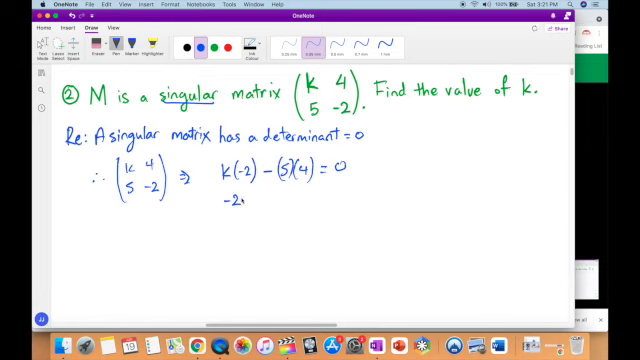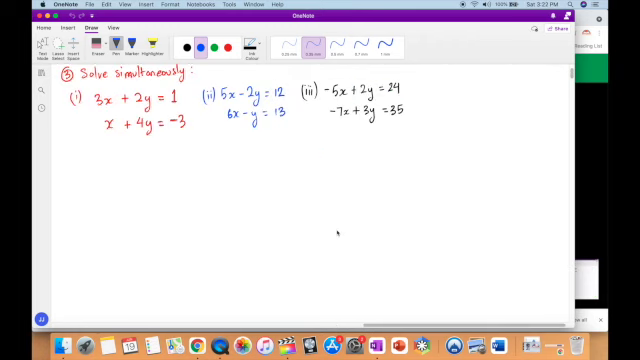So negative 2k minus 20 is equal to 0. Negative 2k is equal to positive 20. K is equal to negative 10. And we're done.